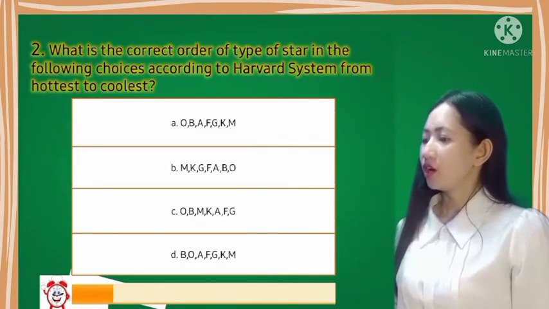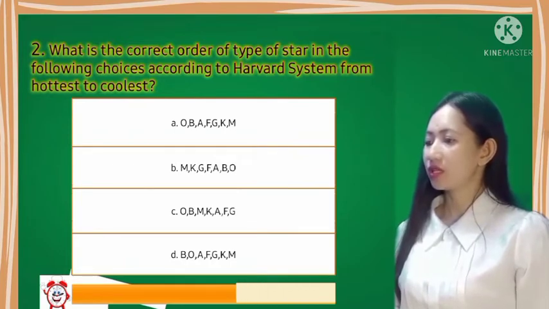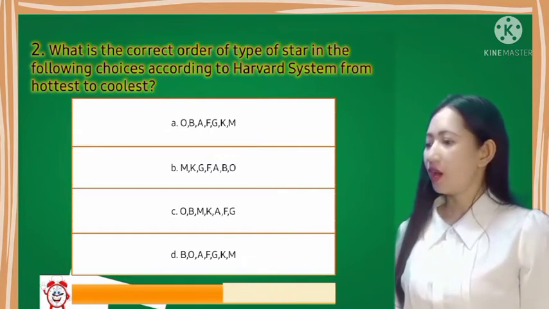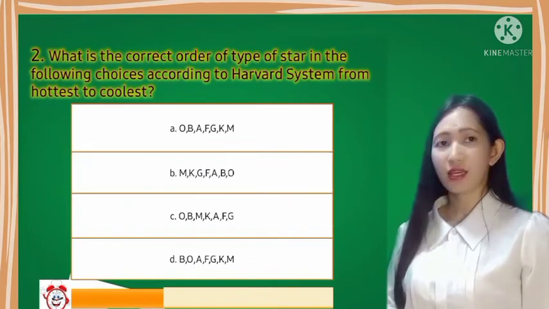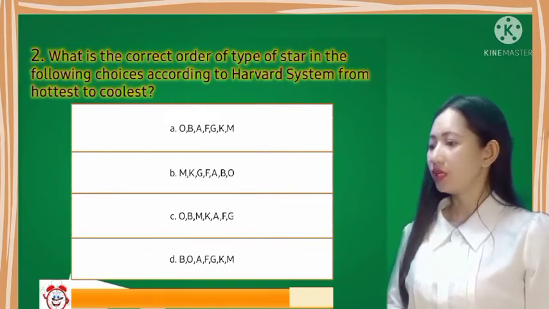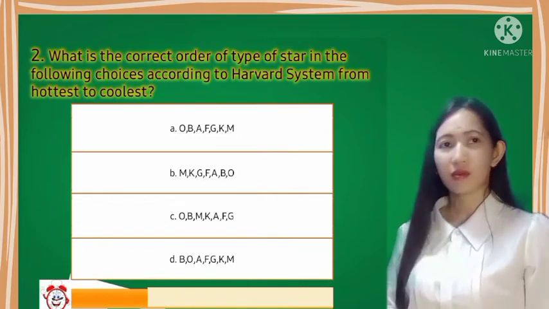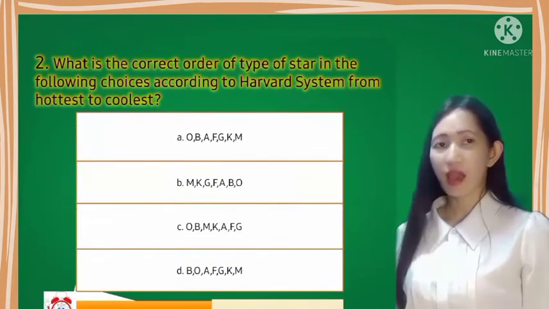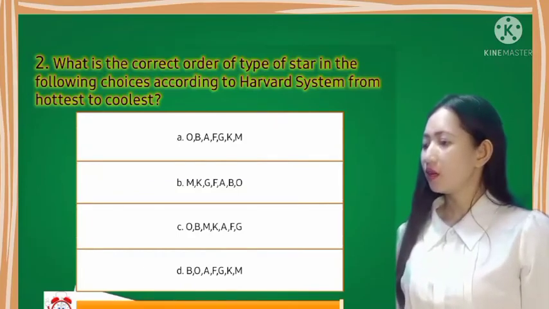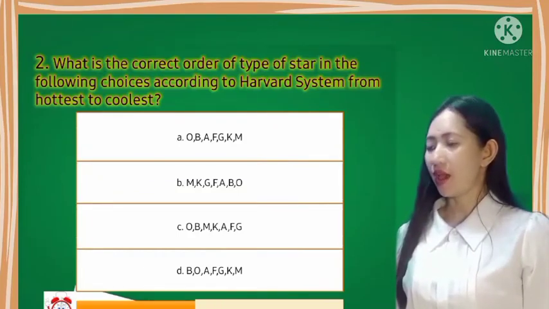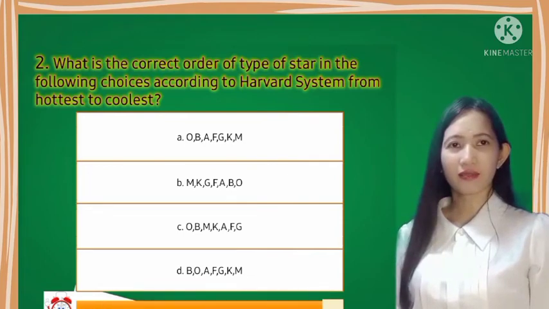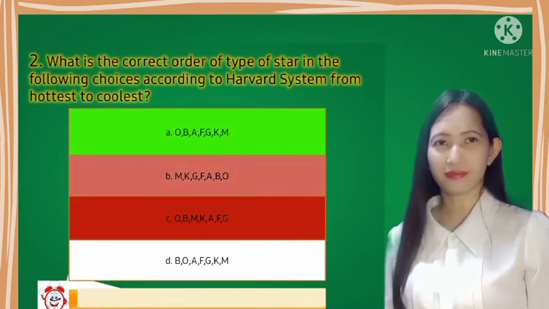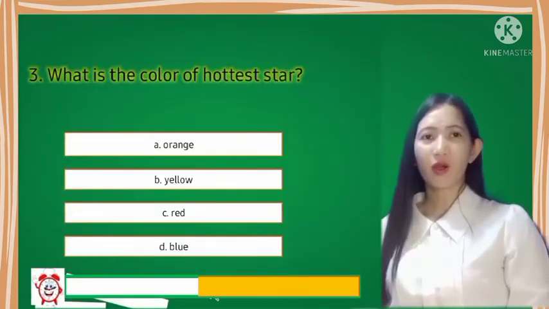Okay, number 2. What is the correct order of type of star in the following choices according to Harvard system from hottest to coolest? A, O, B, A, F, G, K, M. B, M, K, G, F, A, B, O. C, O, B, M, K, A, F, G. And D, B, O, A, F, G, K, M. Correct answer is A, O, B, A, F, G.